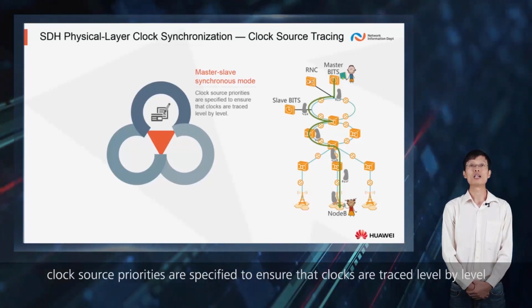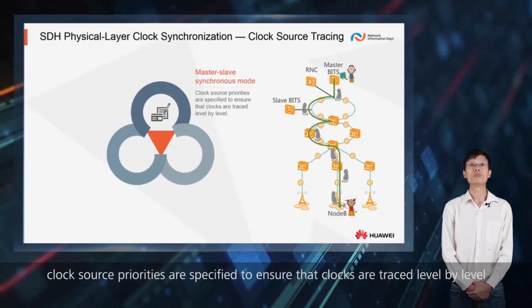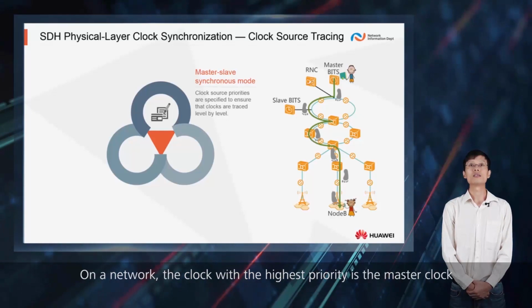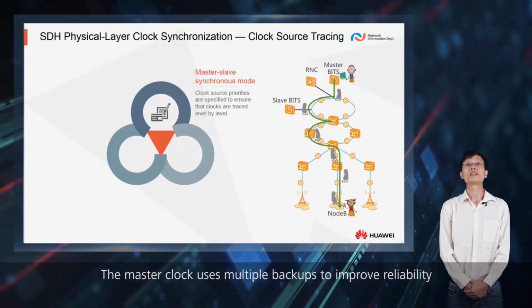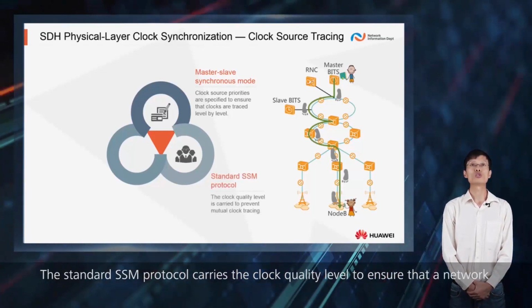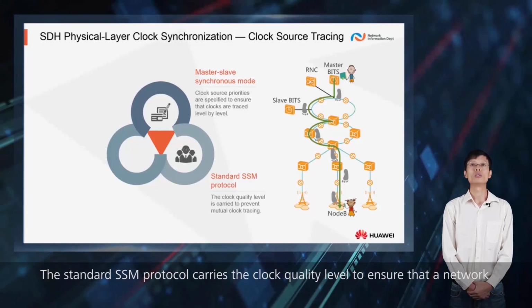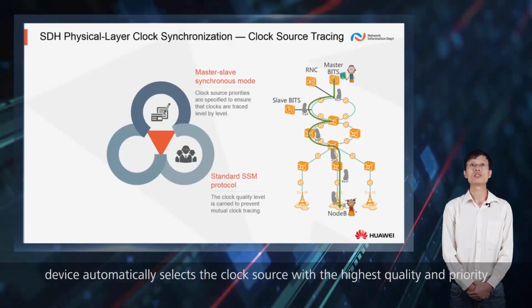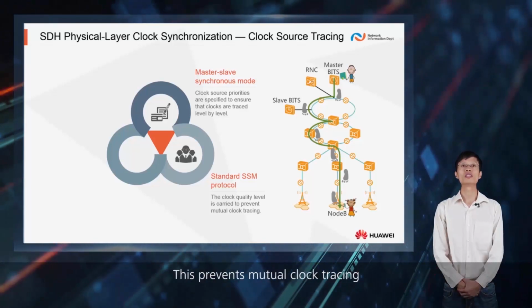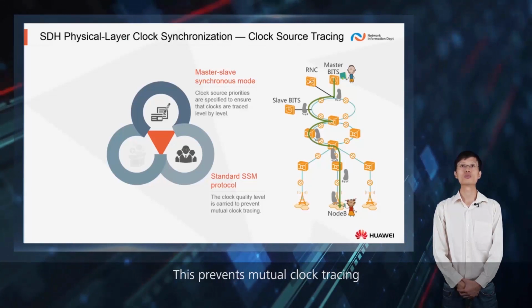In this mode, clock source priorities are specified to ensure that clocks are traced level by level. On a network, the clock with the highest priority is the master clock. The master clock uses multiple backups to improve reliability. The standard SSM protocol carries the clock quality level to ensure that a network device automatically selects the clock source with the highest quality and priority. This prevents mutual clock tracing.